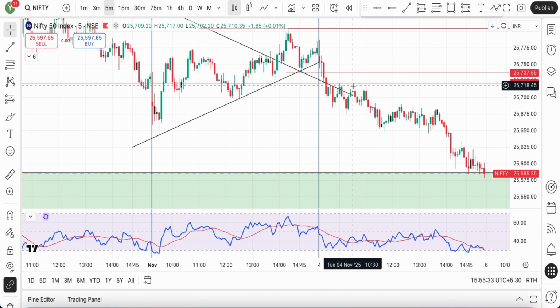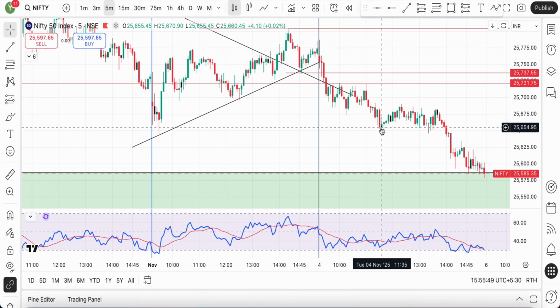But then again, this is the setup or system that I use, and I move my stop loss from this swing to this swing. A higher low was formed, followed by a higher high around here, which triggered my second stop loss for the day, and then the market went in my favor.